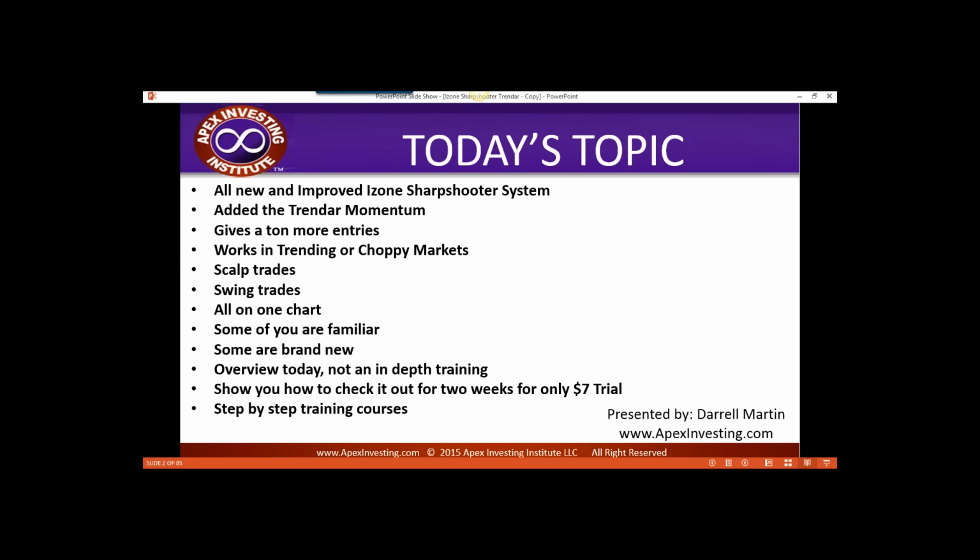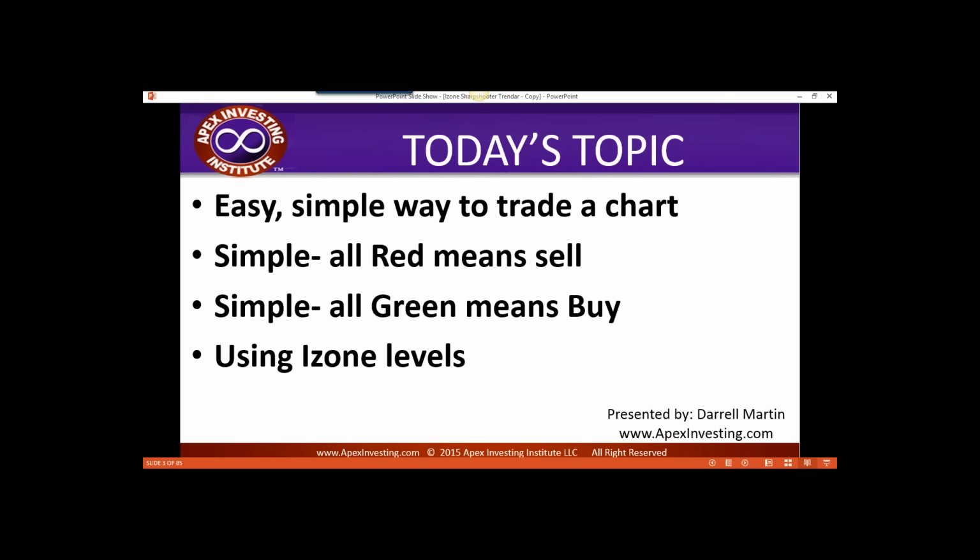If a system's not easy, simple, usable, extremely clear where to get in or where not to get in, it's kind of worthless in my opinion. And I would imagine that most of you would agree with that. And so I'm going to be very, very clear to you about the system today. Very simple, very easy, very defined entry and exit rules.